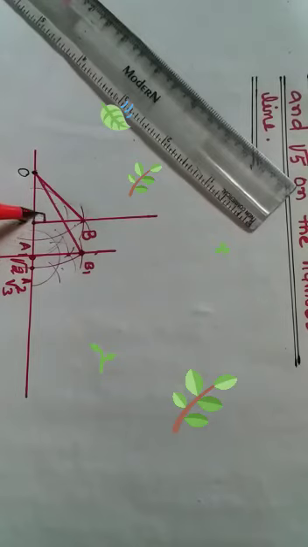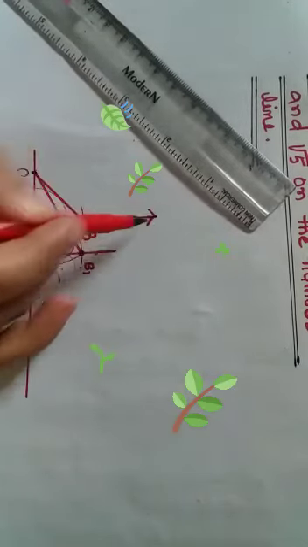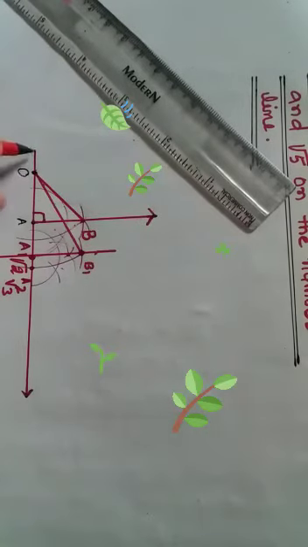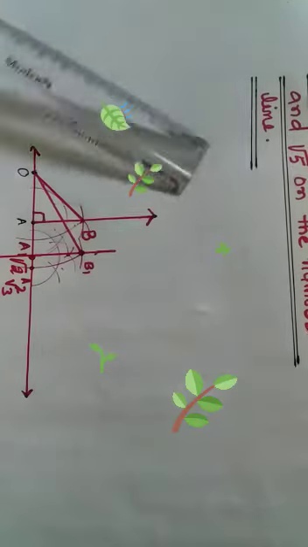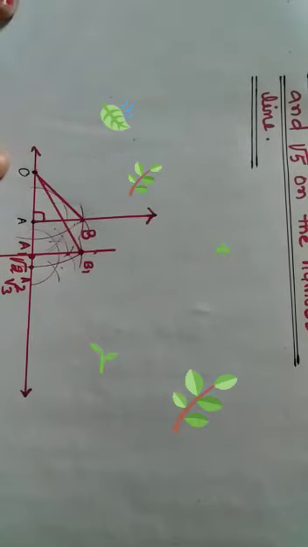Now we will see the steps of construction. What we have to do? We will see the steps of construction of this one. So how we have done. Now let me repeat once again what we have done. We have taken a line segment, okay, and with O we have drawn OA 1 unit, okay?